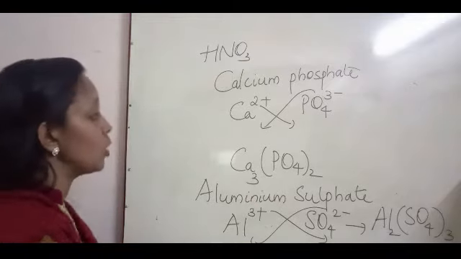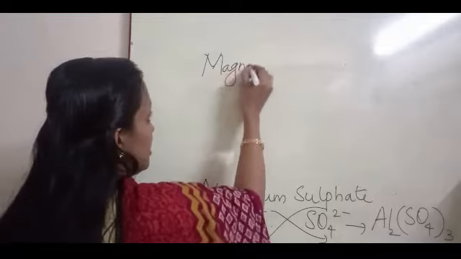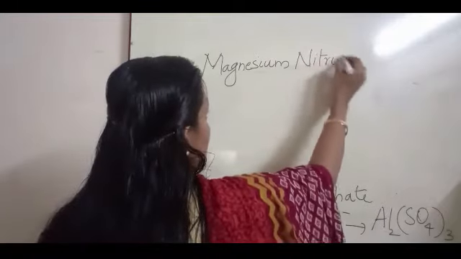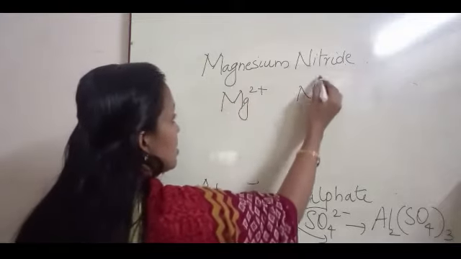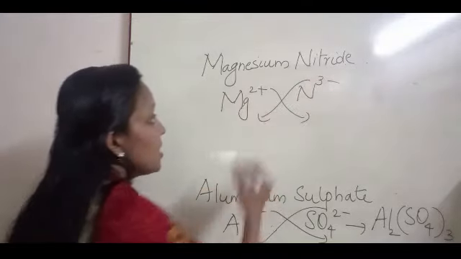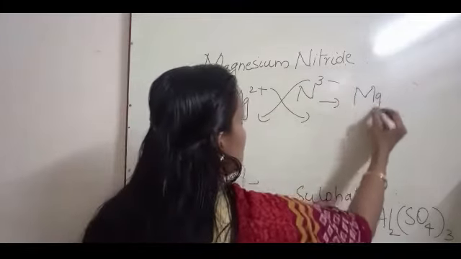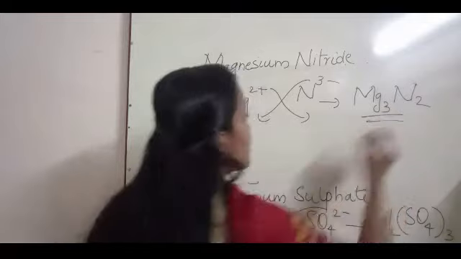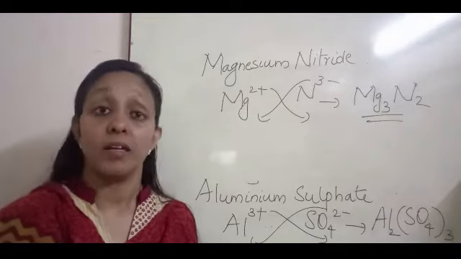Now the last one in that group is magnesium nitride. How do you write the formula? Magnesium ion should be represented first. Nitride is N3 minus. Exchange the valency. So 3 will be given for magnesium. So it is Mg3. Number 2 will be given for nitrogen. So it is N2. The formula is Mg3N2. So this is how we write the formula of compounds by crisscross method.